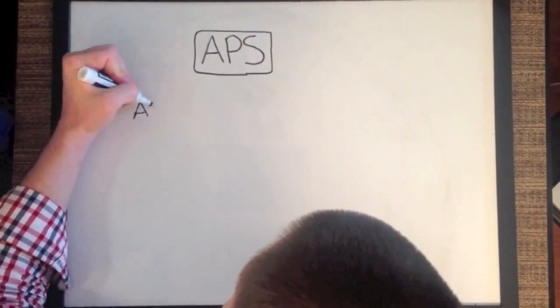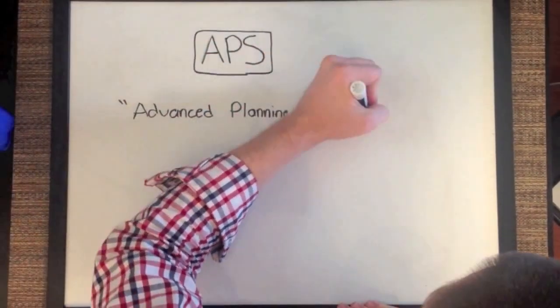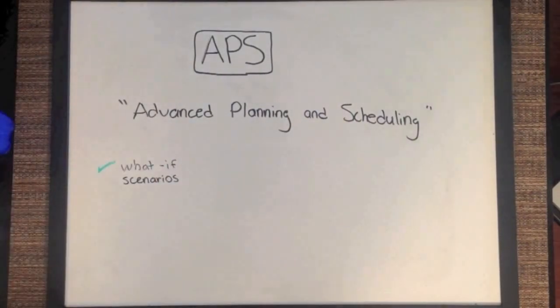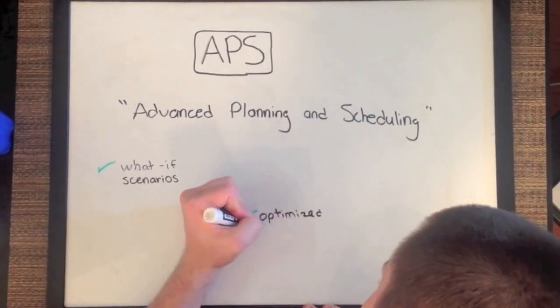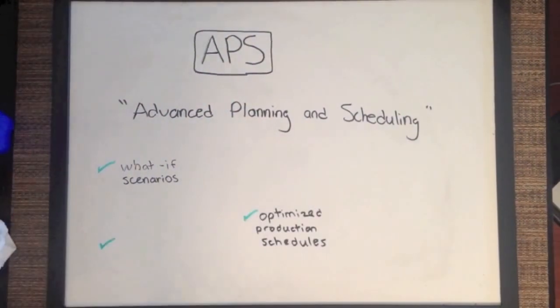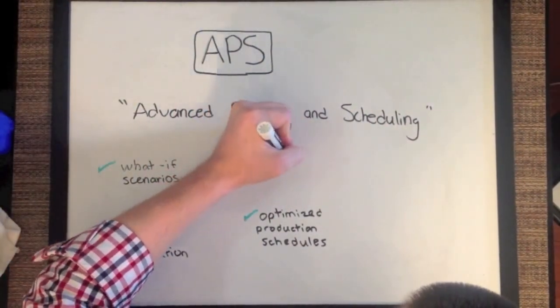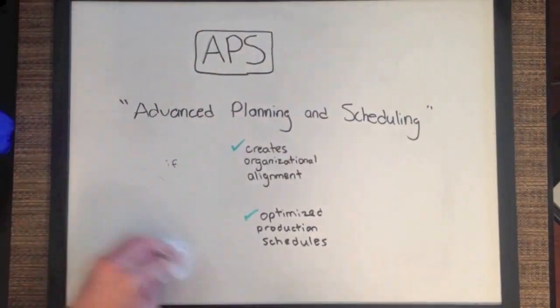Finally, APS stands for Advanced Planning and Scheduling. It uses powerful what-if scenarios and considers material requirements, available resources, capabilities, constraints, due dates, desired metrics, and more to help plants optimize production schedules. This makes APS a visual collaboration tool that creates organizational alignment.